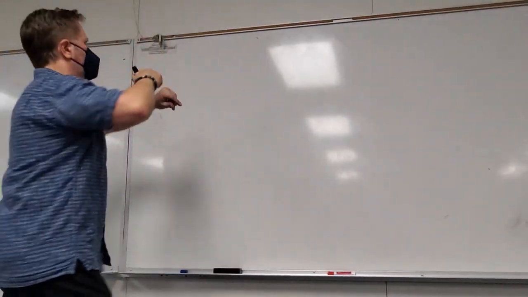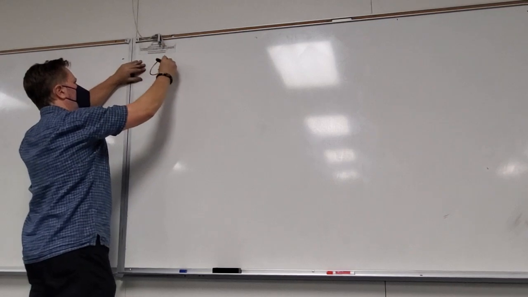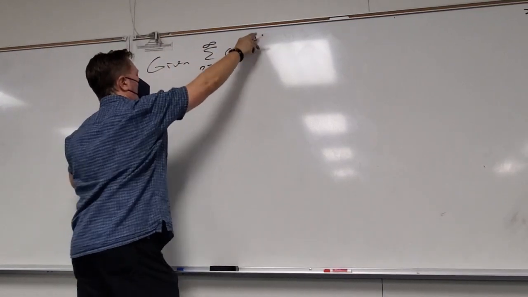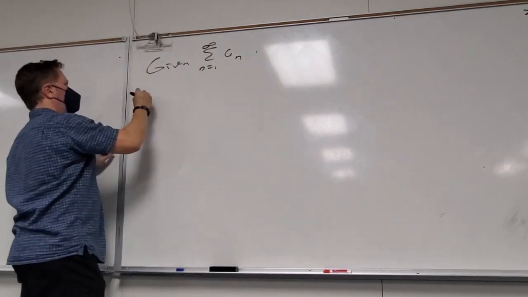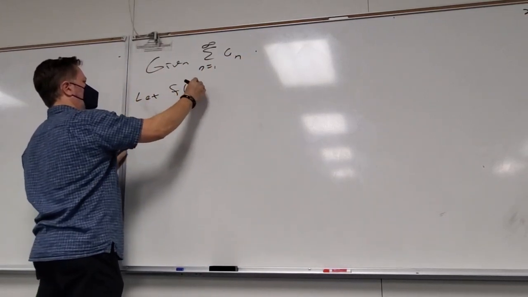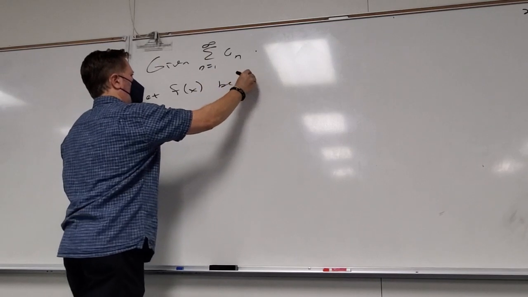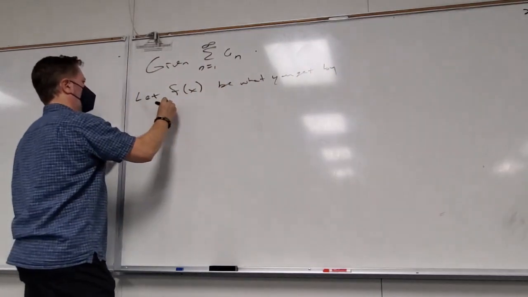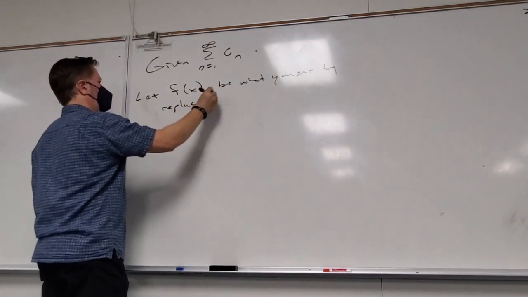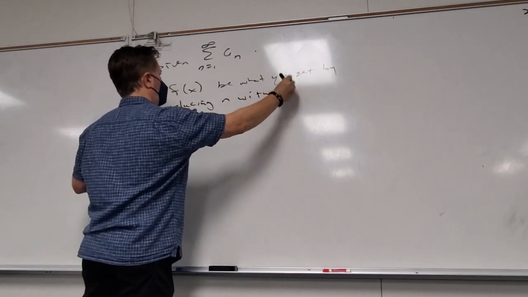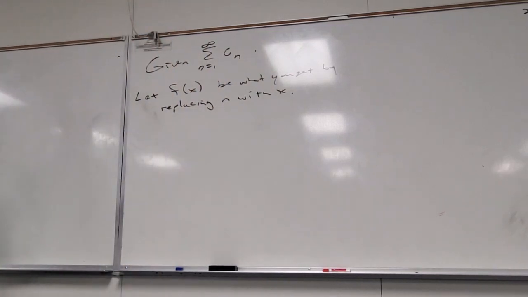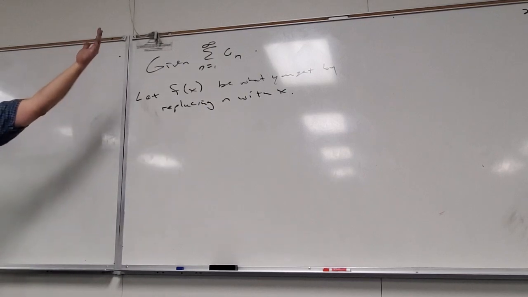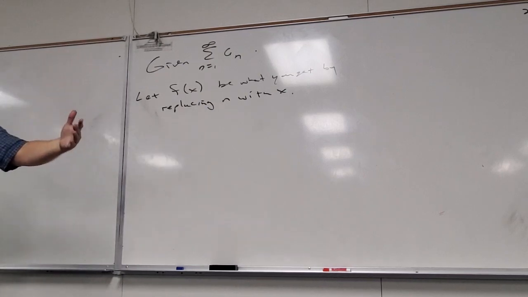There are several conditions. So given a series, let f of x be what you get by replacing n with x. Is everybody with me? So if a n is 3 to the n, f of x is 3 to the x. You guys kind of with me?